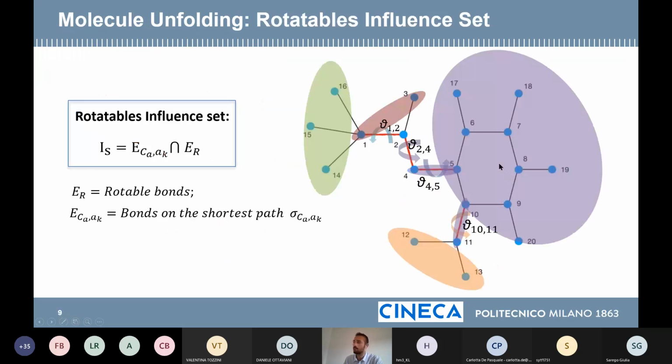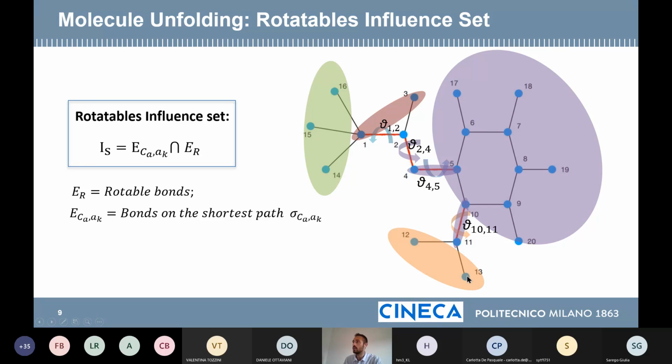Okay, let me see. Between 16 and 13, they do not present the presence of rotatable bonds, no specific information on the bond. So if you want to calculate the distance between 16 and 13, I guess you have to consider the shortest path between them. The shortest path is probably this one: 1, 2, 4, 5, 10, 11, 13.